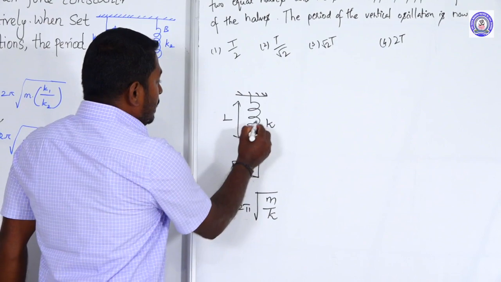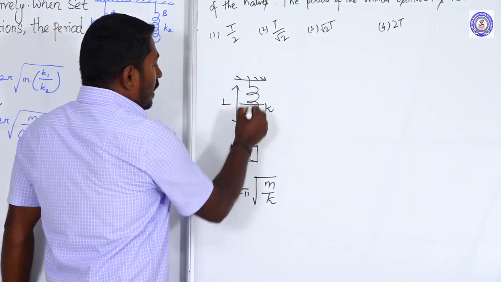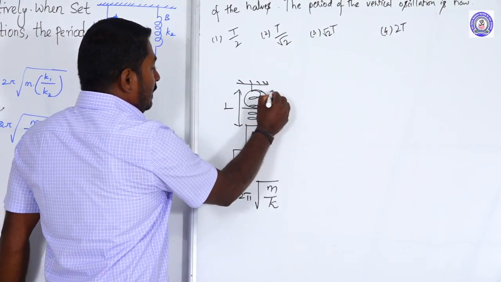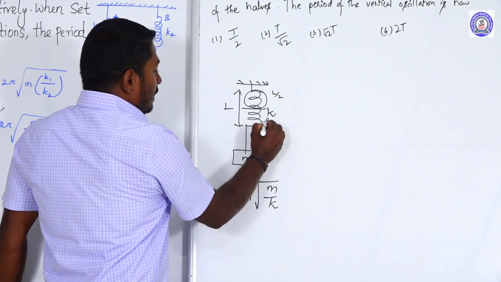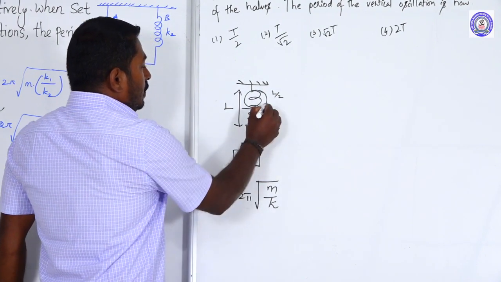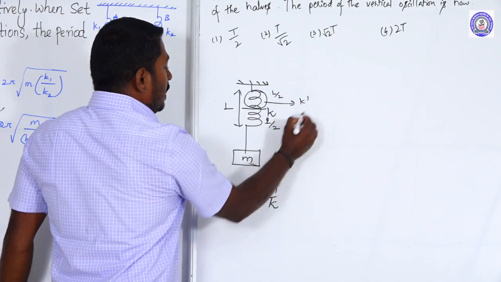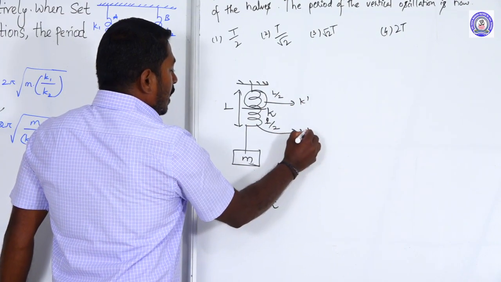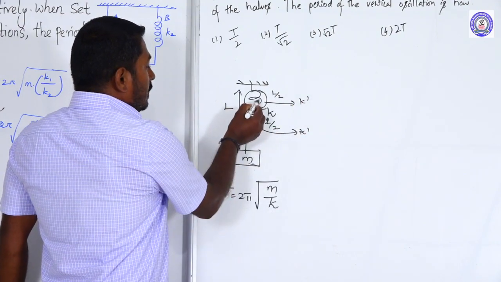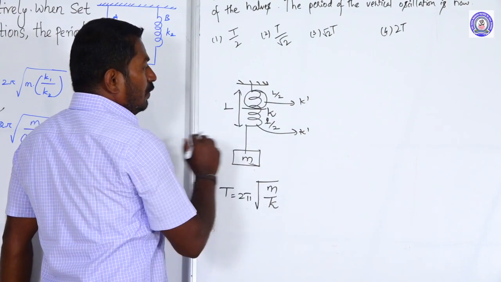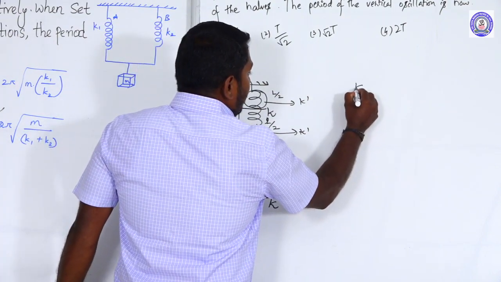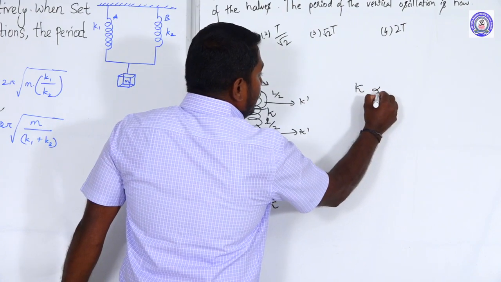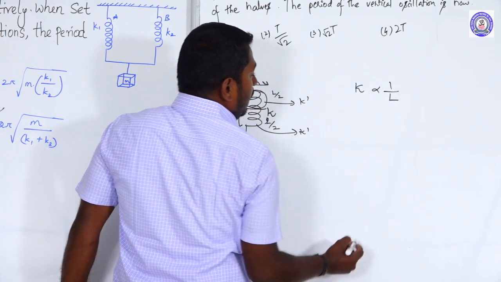Now the spring is cut into two equal halves. Each segment has a length L by 2. So each segment has a force constant K prime. Then how to calculate the spring constant or force constant of each portion? Initially, force constant is inversely proportional to natural length.